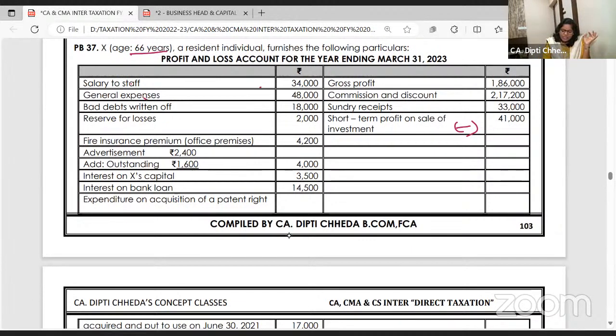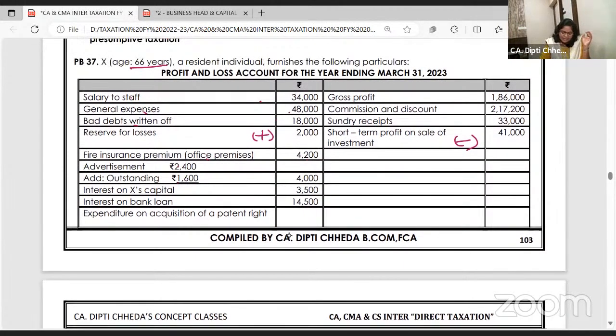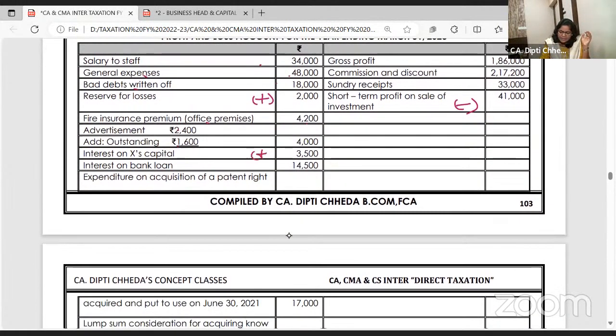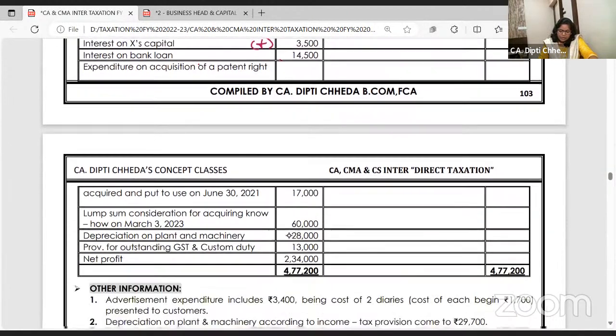Salary allowed. General expense allowed. Bad debt allowed. Reserve for losses, add back. Fire insurance allowed. Advertisement outstanding allowed. X is proprietor. Can you pay interest to yourself? No. Interest is allowed, dear students, if it is a partnership firm. I'll teach you now. Next we are doing that only. So add. Interest on bank loan allowed.